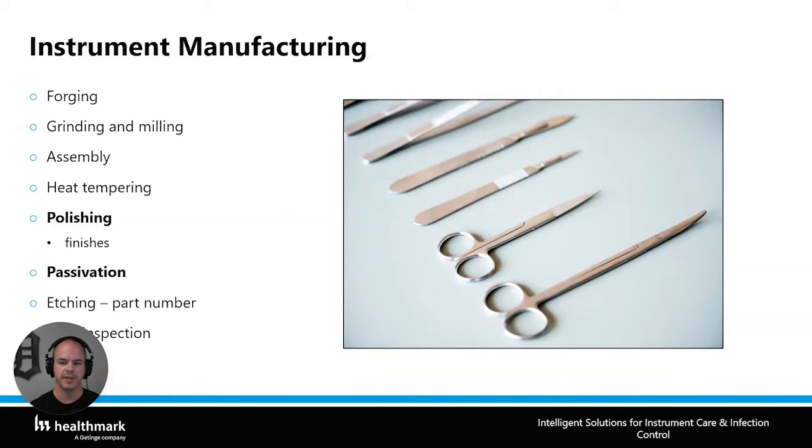So moving on, there's also the manufacturing process that includes forging, grinding, and milling, and assembly, especially for hinged instruments, right? Or take-apart instruments or modular instruments. Then there's heat tempering. There's polishing that has different finishes. And then there's the passivation process, followed by etching and then final inspection and packaging.